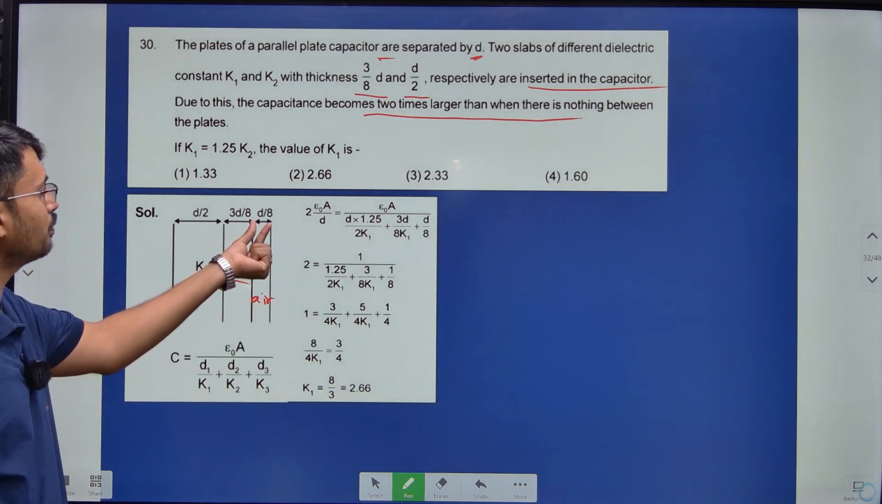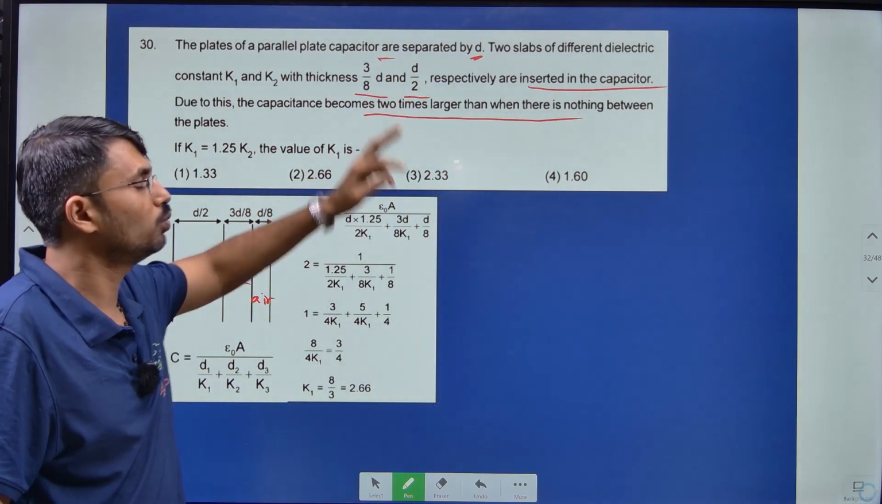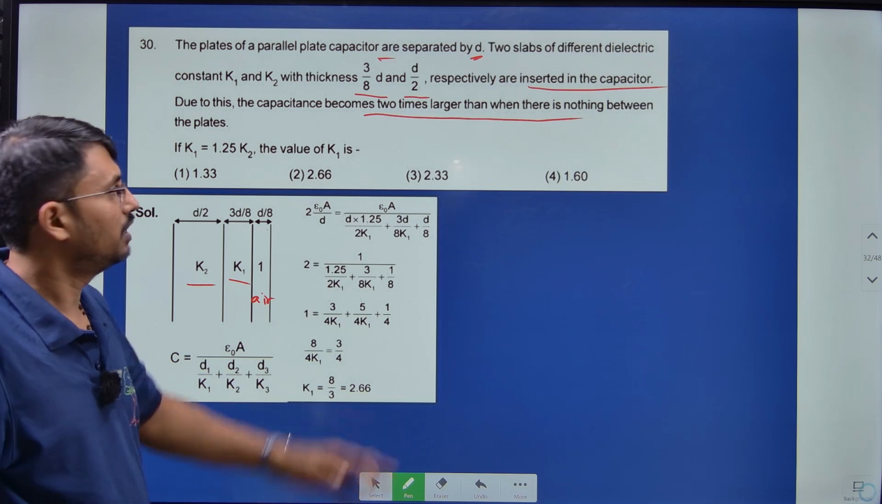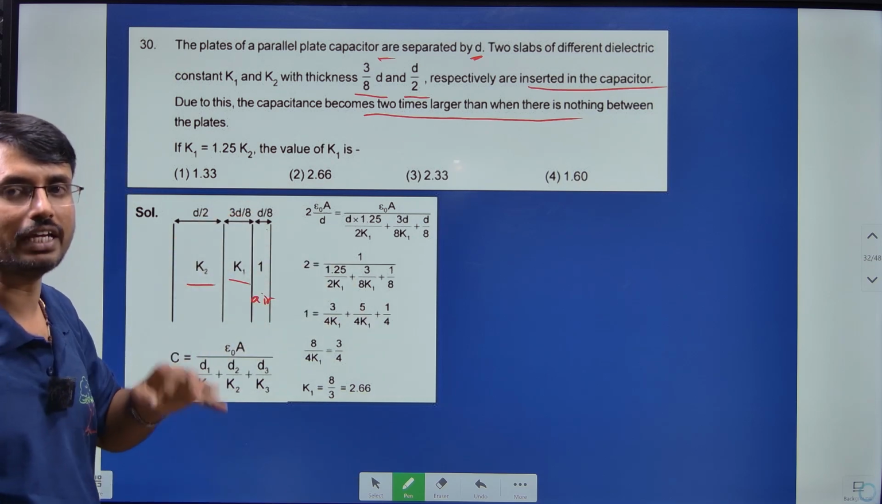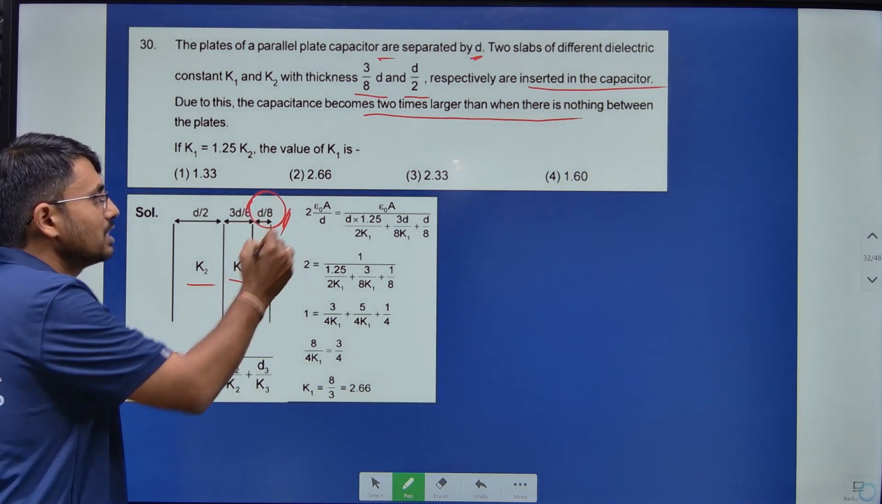How do we find this particular distance? You just add these two: 3 by 8 d plus d by 2. If you add this, you will get 7 by 8 times d. So what will this distance be? Total distance d minus 7 by 8 times d, so we get d by 8. First you have to find this distance.